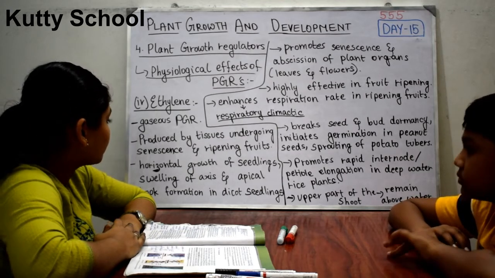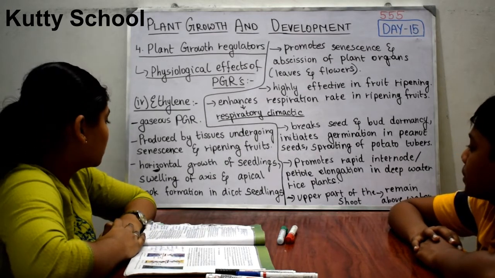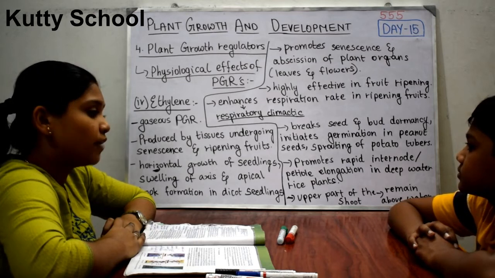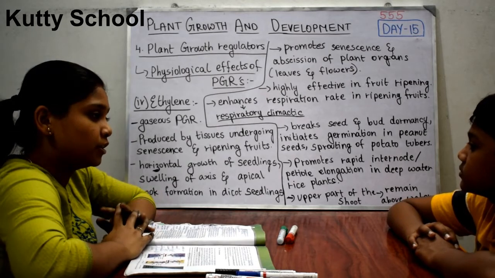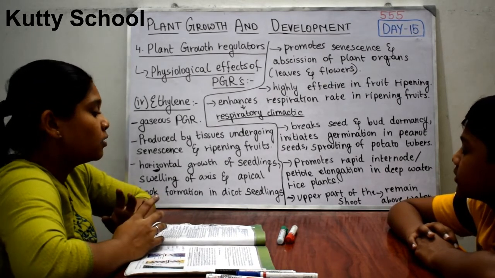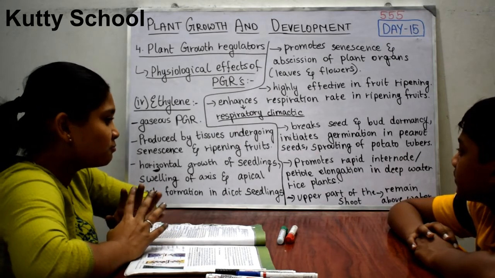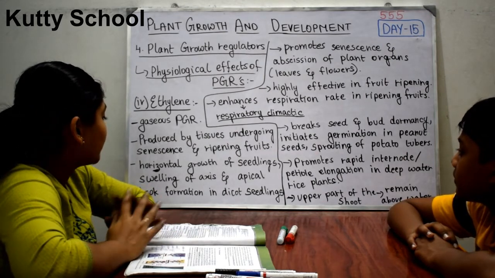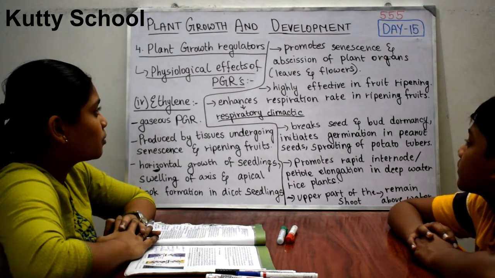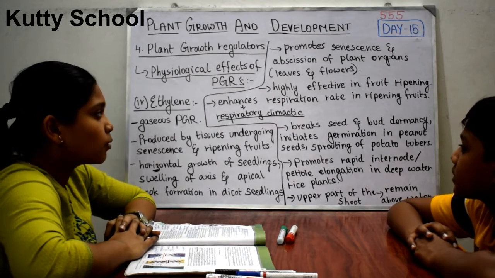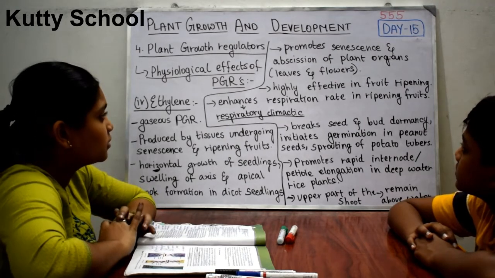And it also enhances the horizontal growth of seedlings, swelling of the axis, and apical hook formation in dicot seedlings. So in dicot seedlings, an apical hook formation occurs. And it promotes senescence. Senescence is nothing but the ageing process of the plants.